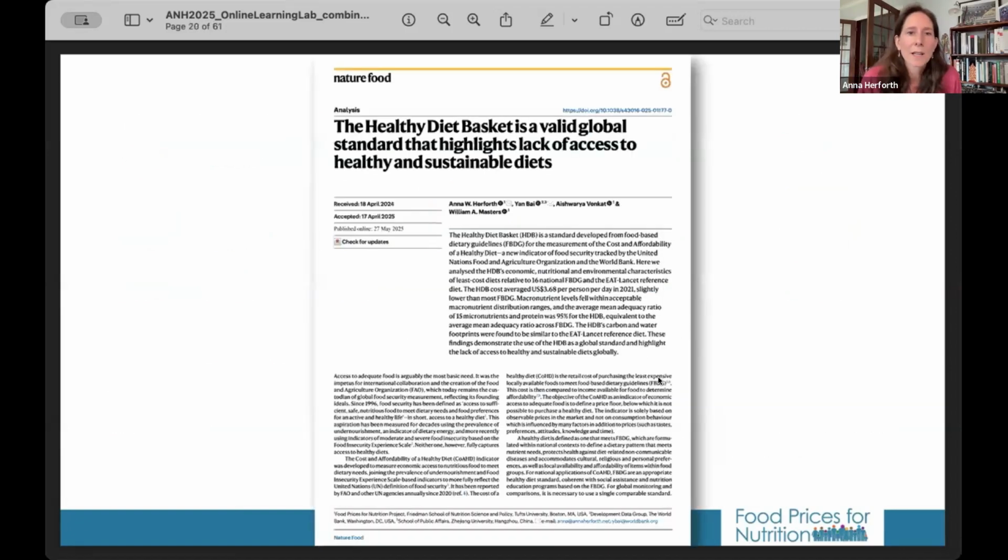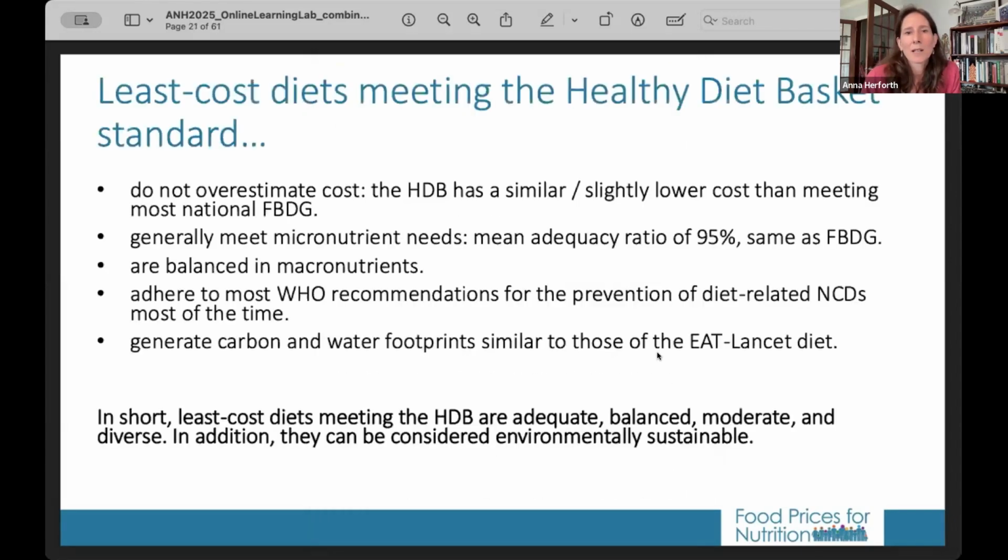I wanted to point out we just have a recent publication on this healthy diet basket. It came out a couple weeks ago in Nature Food. And if you want to dig into the details, we show that we can use this healthy diet basket as a valid standard across countries because for various areas, it does represent well guidelines around the world.